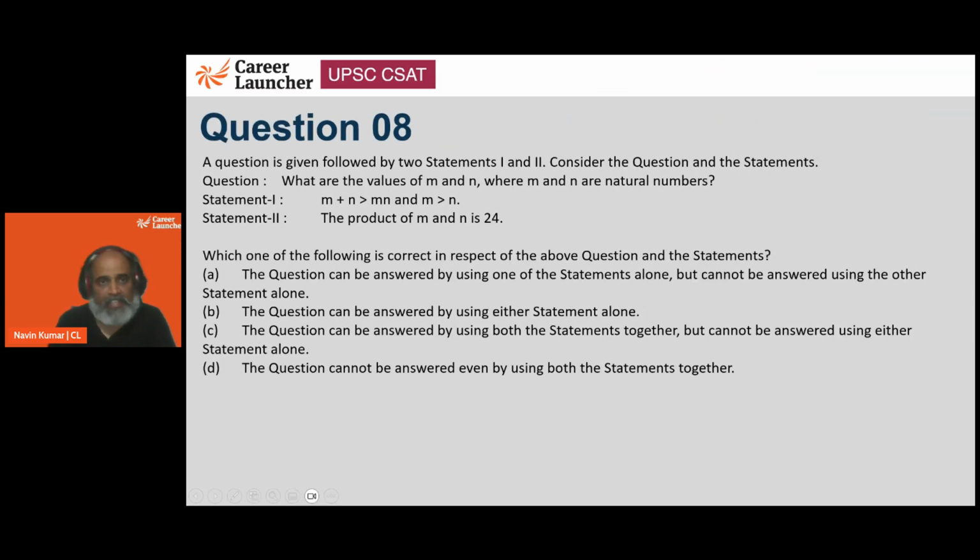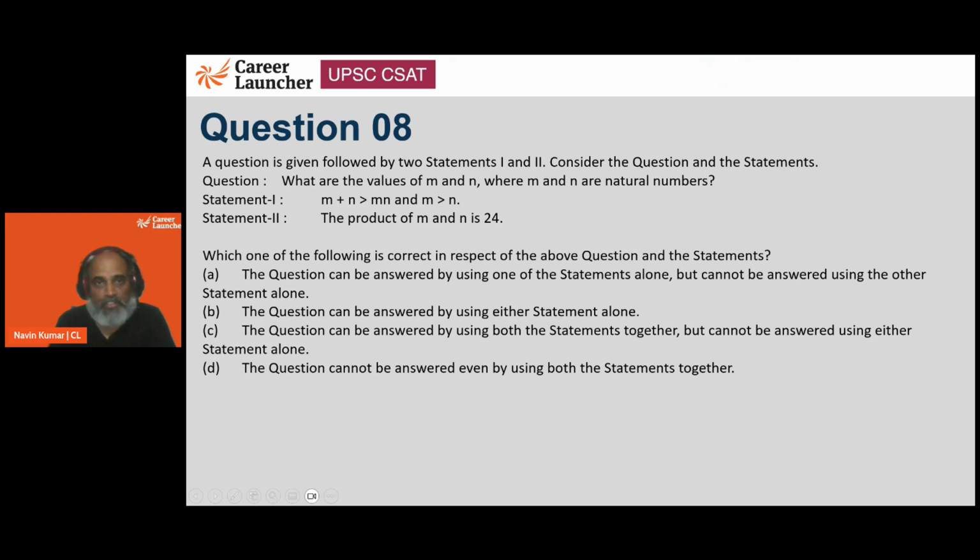Next, a data sufficiency based question. A question is given followed by two statements, 1 and 2. Consider the question and the statements. Question is, what are the values of m and n, where m and n are natural numbers? First statement says m plus n is greater than m into n, and m is greater than n. Statement 2 says the product of m and n is 24.